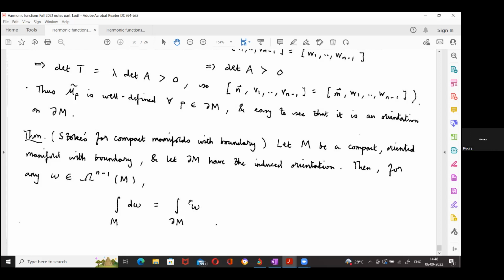But we never write it like that. We just write the integral of omega over boundary M. It's understood that it's the inclusion that we're looking at. Is it clear? The pullback by the inclusion. Is this okay? Any other questions?